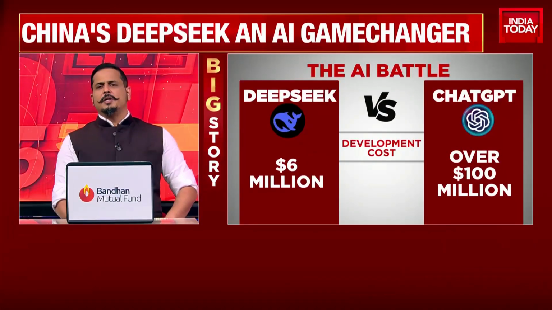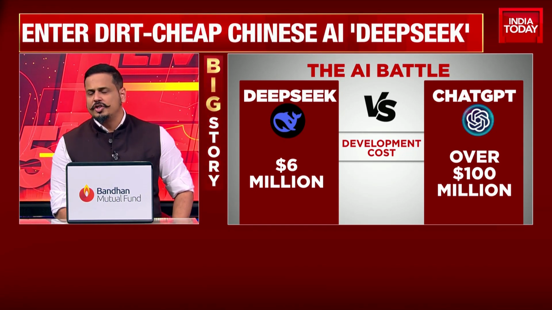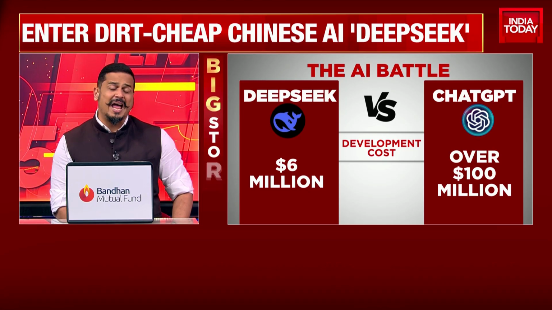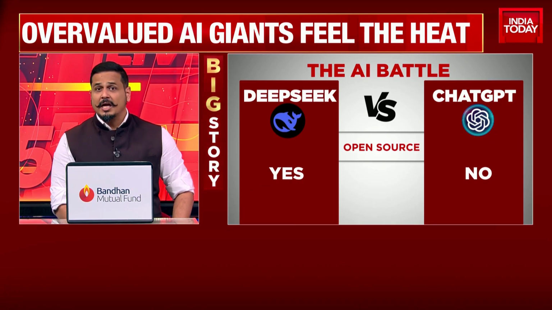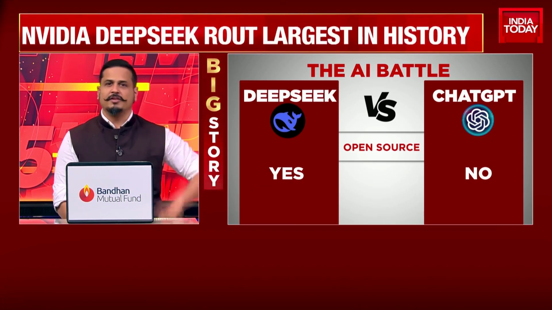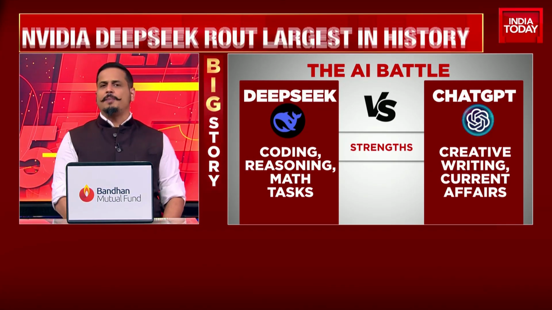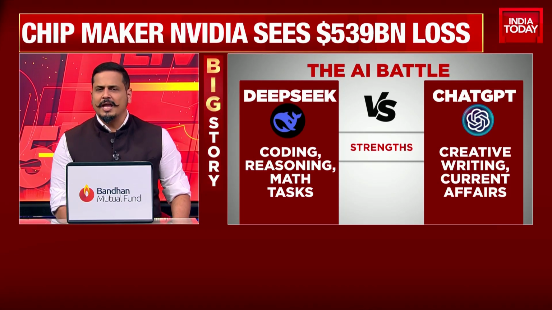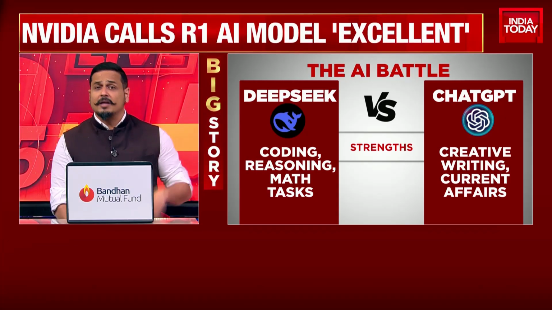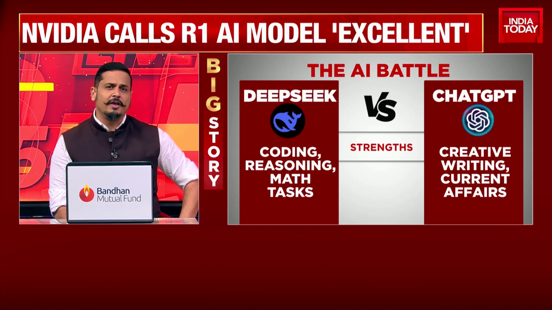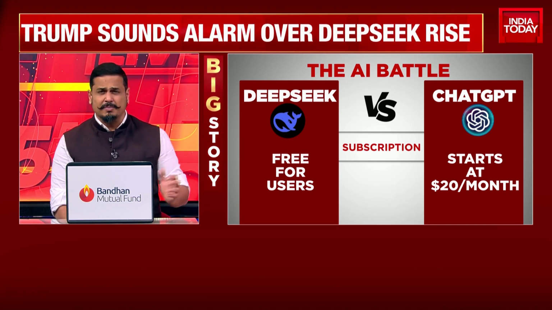The DeepSeek development costs $6 million. Peanuts when you compare it to what ChatGPT cost, over $100 million and more over many, many more years. Is DeepSeek open source? Yes, it is. Is ChatGPT open source? No, it isn't. What are DeepSeek's strengths? We don't know very many, but it claims that its strengths include coding, reasoning, and mathematical tasks. ChatGPT's strengths, creative writing, conversational and on current affairs. DeepSeek subscription free for users at this moment, but it's extremely slow.